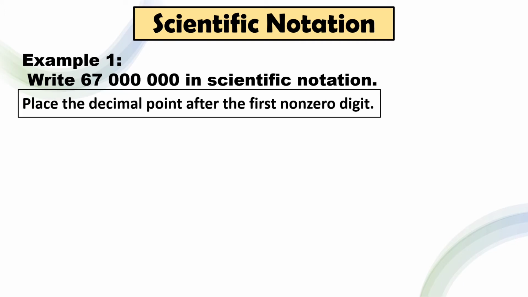First step, place the decimal point after the first non-zero digit. Okay, so lagay natin, we have 67 million. And then, where is the decimal point? Kapag whole number, ang decimal point ay palaging nasa dulo. So, nandun siya. Mag-move tayo from the decimal point, or i-move natin yung decimal point natin ng 1, 2, 3, 4, 5, 6, 7. Kasi A is less than 10 but greater than or equal to 1. Okay? So, makukuha natin is 6.7.